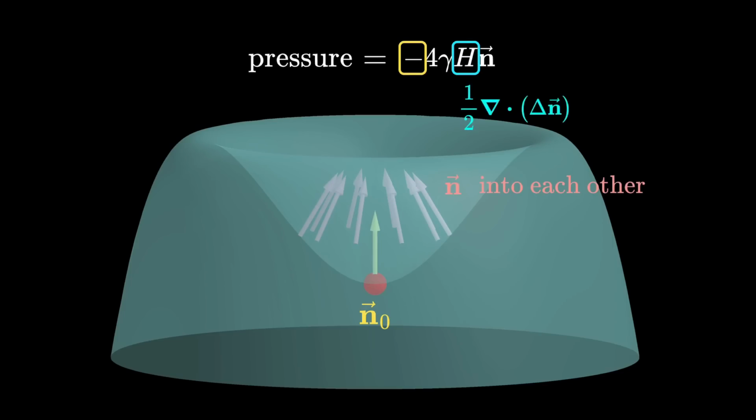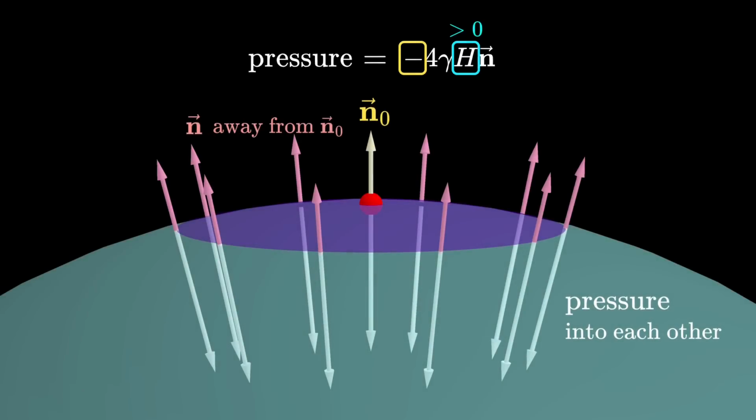So the divergence of delta n, which generally points back towards the origin, is negative. So the mean curvature, being half of that, is also negative. But the negative sign suggests that the pressure points in the same direction as n. So the pressure vectors also point into each other, again decreasing area. Whichever case it is, the pressure vectors point into each other to decrease the area.